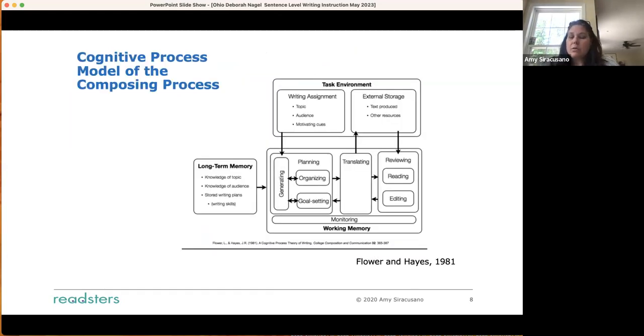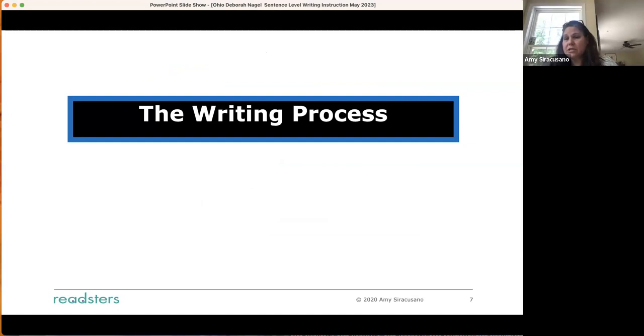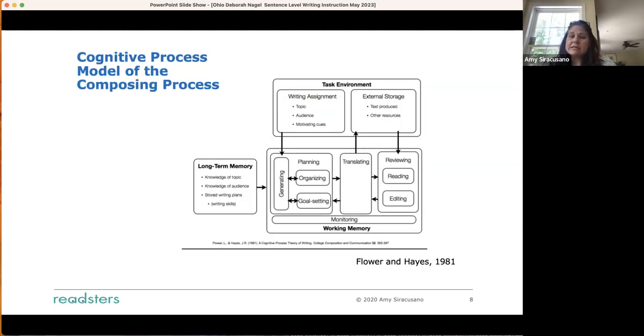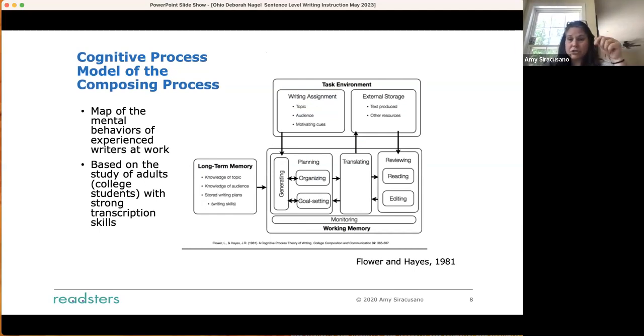All right, so the writing process is something that us educators learn about in school. We are very, very familiar with this. This isn't something new, but for many of us, we don't know where the research was behind this. And I found this fascinating when I first learned it. So two researchers back in 1981 studied the mental behaviors of experienced writers at work. Those experienced writers were college students.